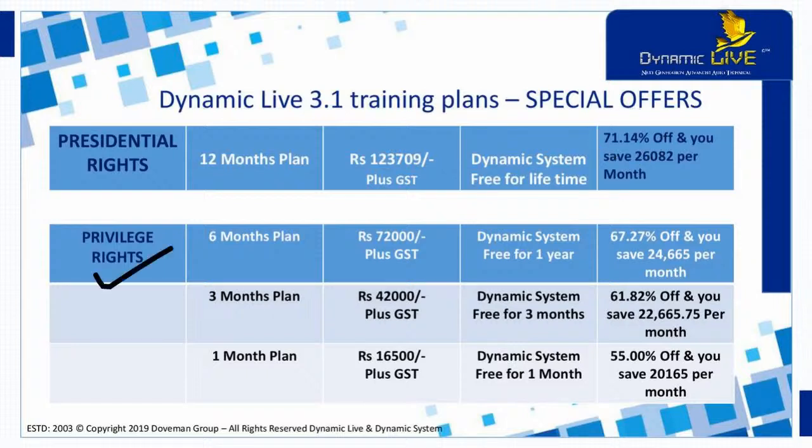And then we have the privilege rights. For 6 months, you get dynamic live for 72,000. You also get dynamic system free for 1 year. And we have a 3 months plan at 42,000, you get dynamic live for 3 months. You also get dynamic system free for 3 months. And at last, we have the 1 month plan at just 16,500, you get dynamic live for 1 month. You also get dynamic system free for 1 month. So these are all the 4 different plans that are available for you to opt for from the second month onwards. But for the first month, you get the special offer at just 8,000 rupees.